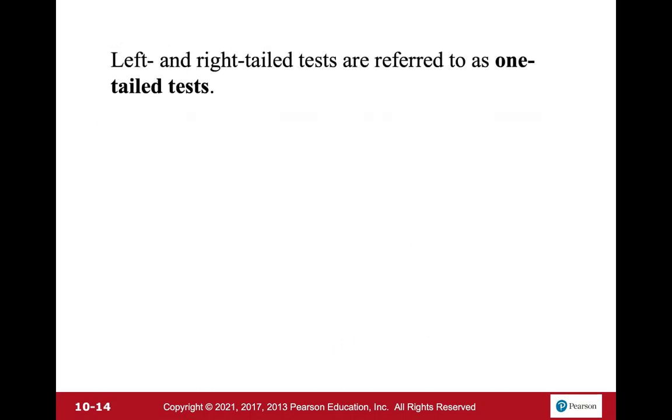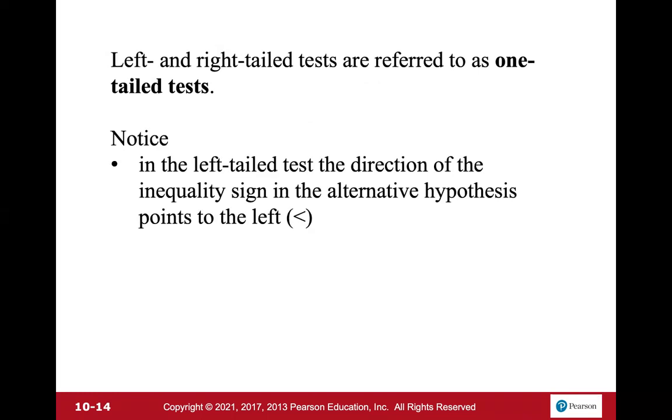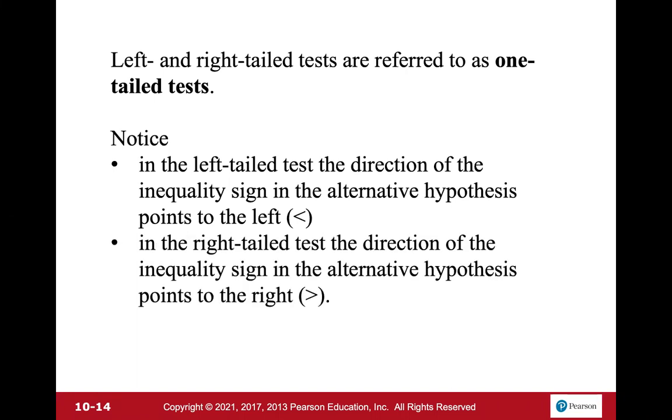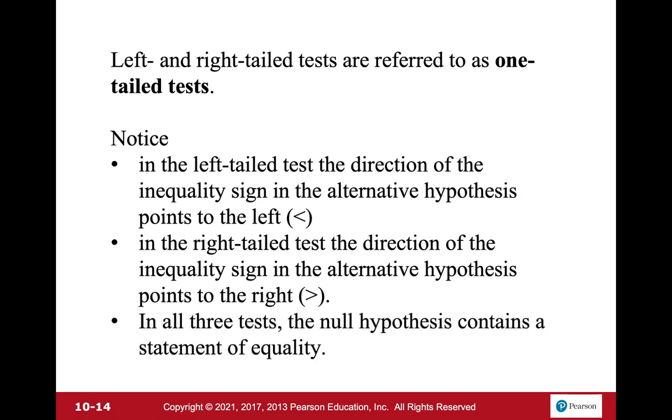So left and right tail tests are referred to as a one tail test. Notice in the left tail, the direction, and in the right tail, the direction is the opposite direction. So it points to the right, points to the left. In all three tests, the null hypothesis contains a statement of equality. So it's always equal to for the null hypothesis.